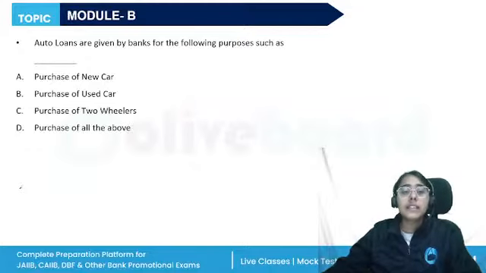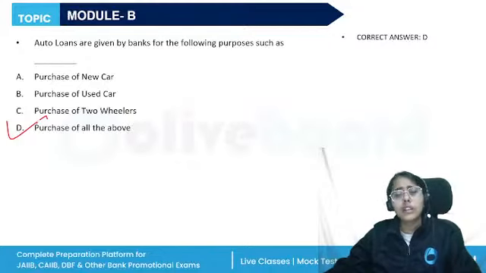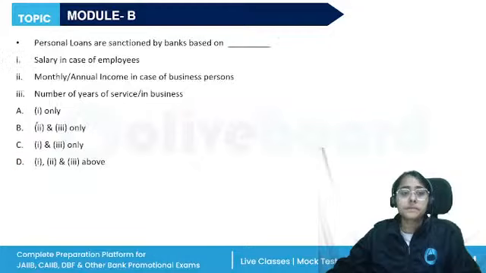Auto loans are given by the banks for the purpose of purchasing a new car, purchase of a used car, purchase of two-wheelers, purchase of all of the above. So again, all of the above. But auto vehicle loans are more approached or more popular with the NBFCs, not with the banks.